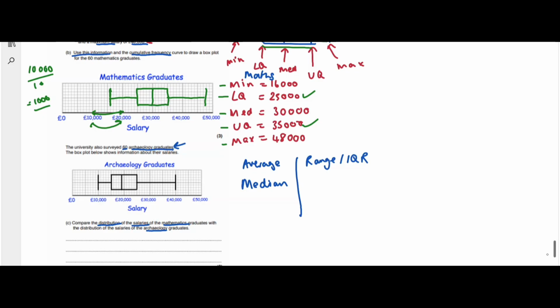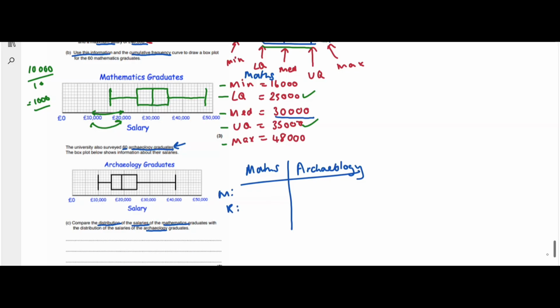So let's work out, we've got the median here. I'm going to drop this table out and set it out slightly differently, so you can see what I'm doing, because you get a mark for correctly identifying values. Now it's not letting me rub out, it's being a bit slow. Right, there we go. Okay, so I'm going to put maths here, and I'm going to put archaeology here. Right, and I'm going to do median, and I'm going to do range. You can do interquartile range, that's fine.